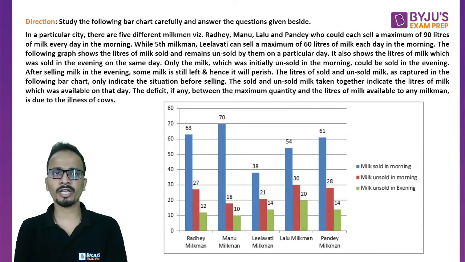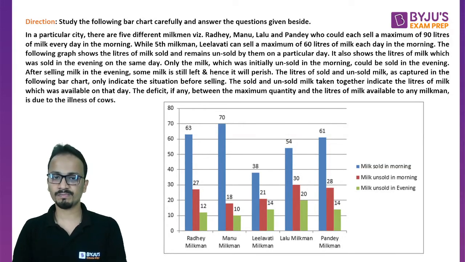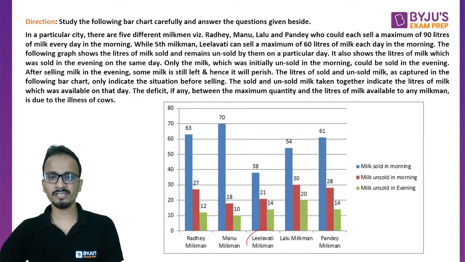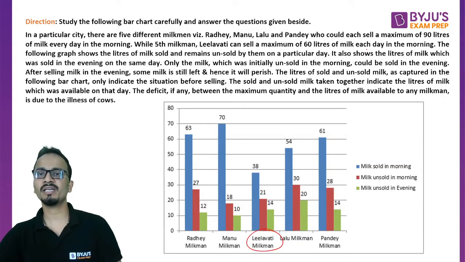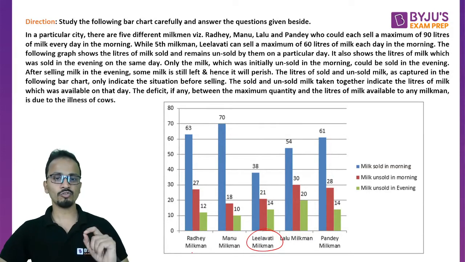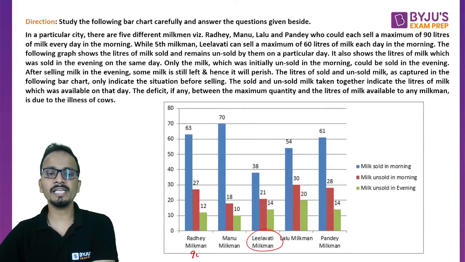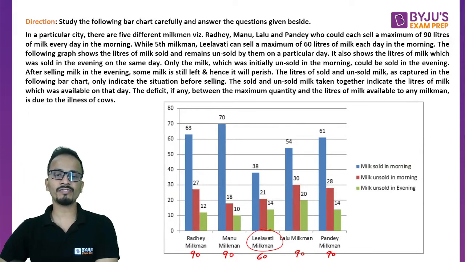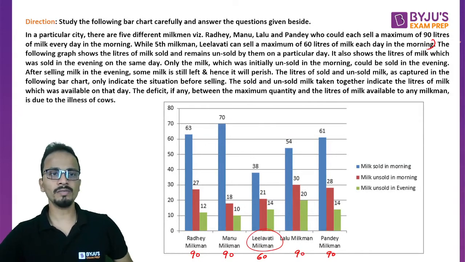Now they are talking about the 5th milkman. The 5th milkman, Leelavati, so here is Leelavati. Leelavati can sell a maximum of 60 liters of milk each day in the morning. So these 4 milkmen can sell a maximum of 90 liters of milk each day, and Leelavati can sell a maximum of 60 liters of milk each day. Absolutely fine, so this part is over.